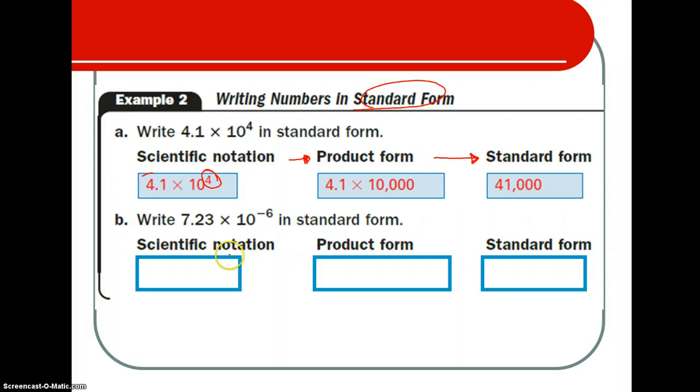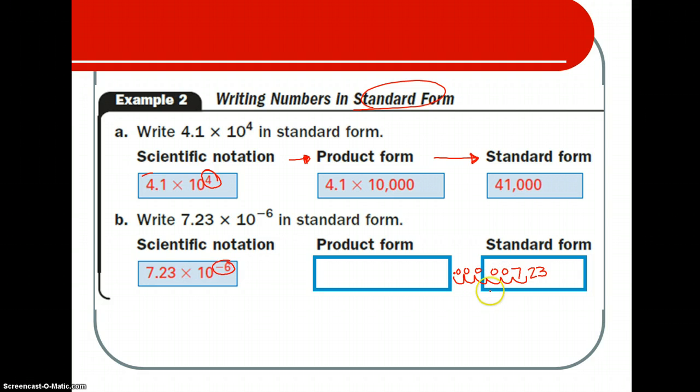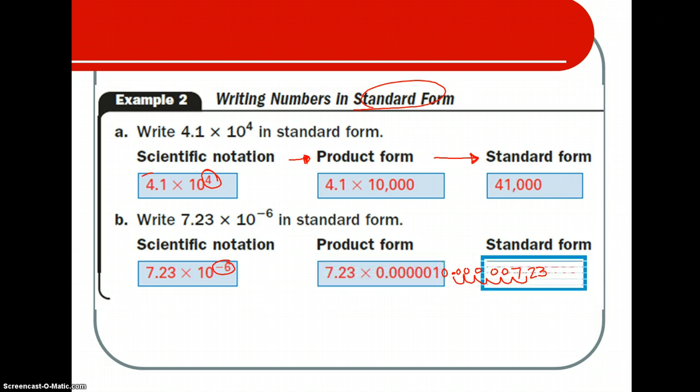Let me show you for part B. Again, I write down 7.23. I know I'm moving 6 spaces, and the negative means I'm moving left because I want it small. So 1, 2, 3, 4, 5, 6. And before the decimal point, I actually put a 0 too. And you can see that's what I have as the answer.